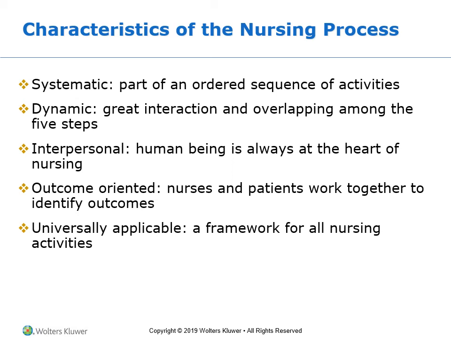The nursing process is outcome oriented. Okay, this means it offers a way for nurses and patients to work together to identify specific outcomes that are related to not only health promotion, but disease and illness prevention, health restoration, and coping with that altered level of functioning. We determine outcomes that are most important to the patient and match them up with the appropriate nursing action.